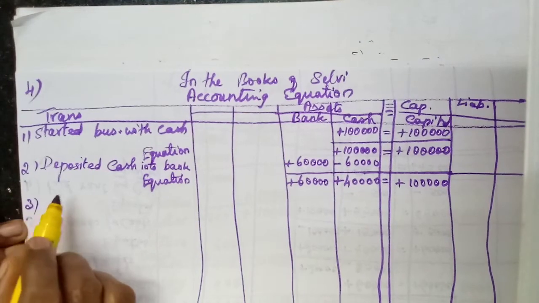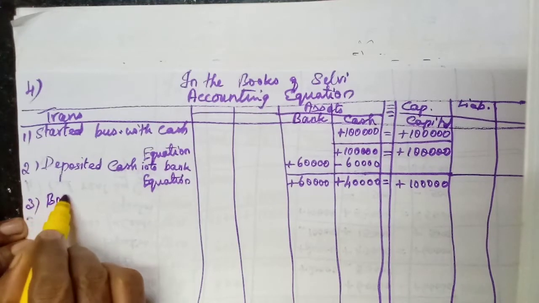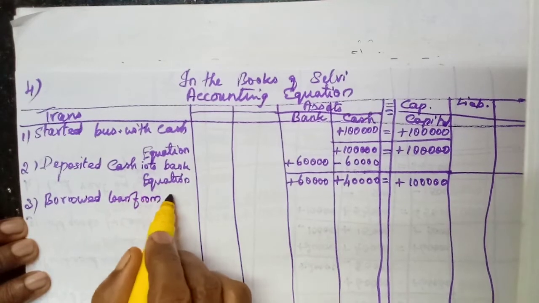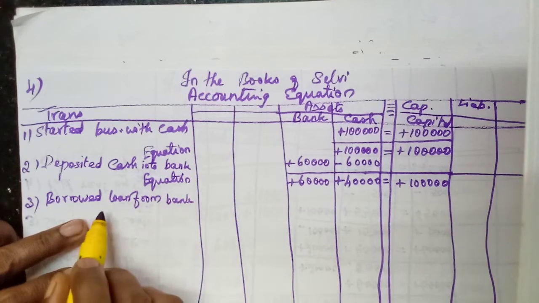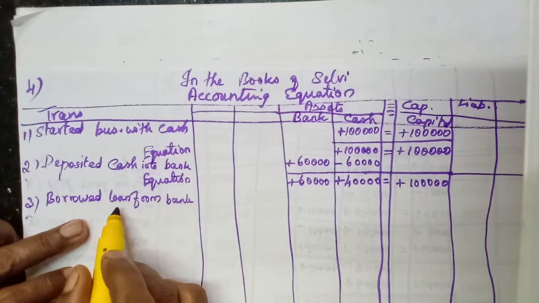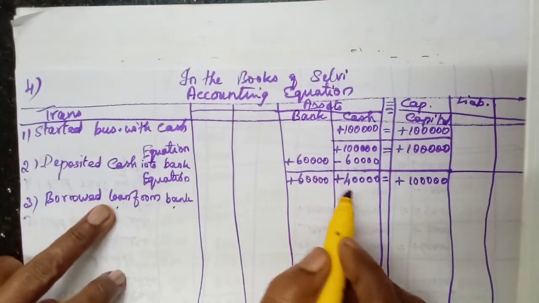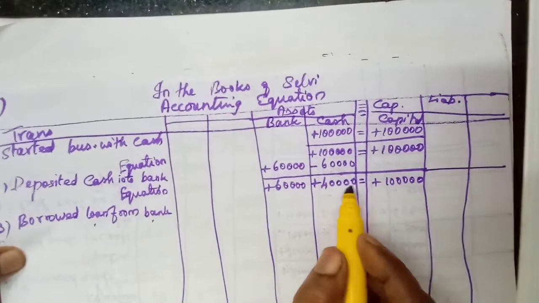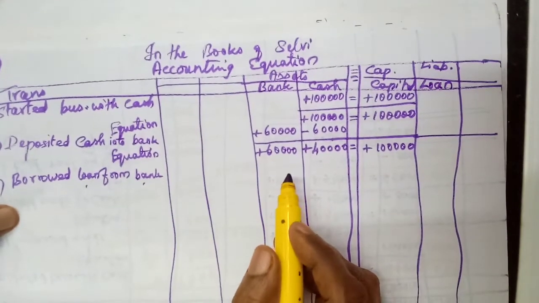Now you write the third transaction. Borrowed loan from bank. I explained this: don't think that we are bringing that cash into the office. Just think that we borrowed a loan and that amount is in the bank. Okay, loan and bank. Bank is already available. We should write the loan. This is a liability because we need to pay back this liability. Okay, we can write here loan. Understand?